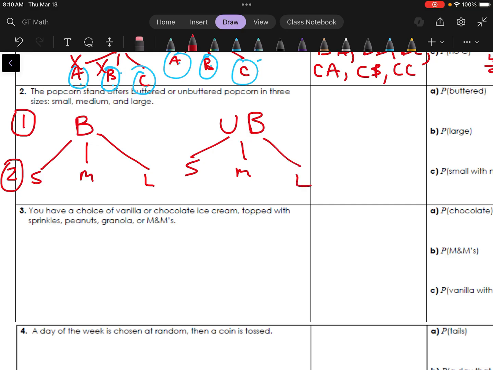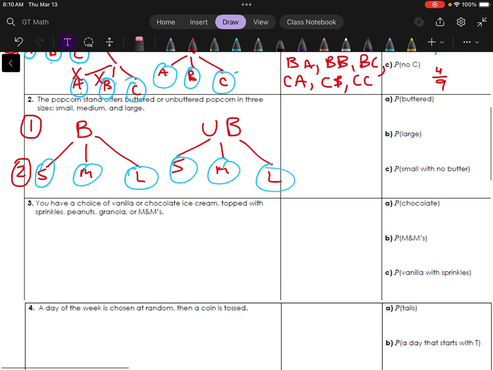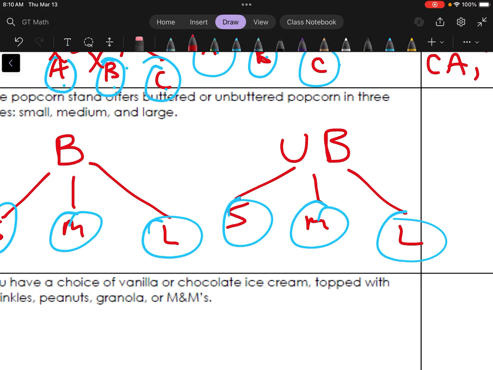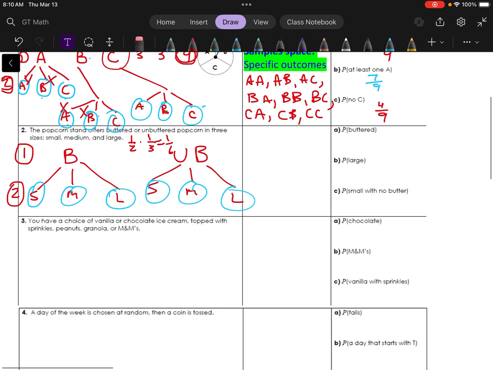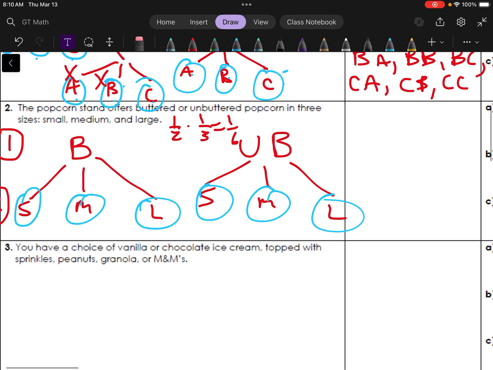Now, you can see here, in the end, I should have 6 total outcomes, right? And you can figure that out very easily by simply going, hey, I had a 1/2 chance of butter or unbuttered times 3 chances for size, so 1 out of 6, 6 total outcomes, right? And once again, our sample space is going to be BS.